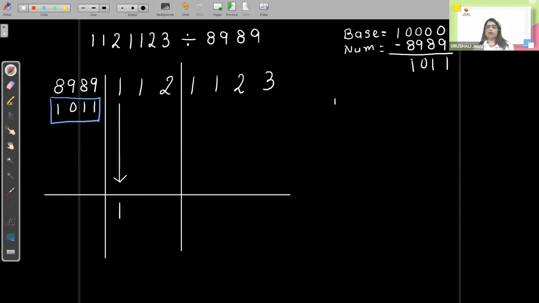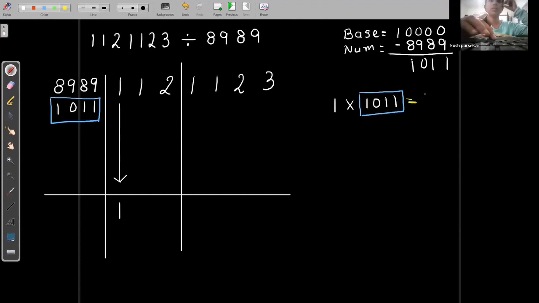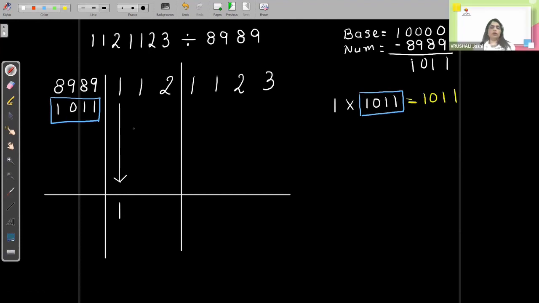Then according to our process, 1 multiplied by 1011. Which 1011? That given to us in the blue box. That will give us 1011. How will you write that? Each digit under the numbers that we have. 1011. Correct? Now, the second number will come down by adding whatever digits you have. 1 plus 1, that will give you a 2.